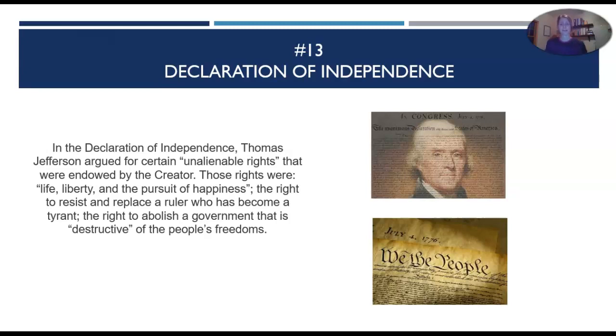Question number 13, Declaration of Independence. In the Declaration of Independence, Thomas Jefferson argued for certain unalienable rights that were endowed by the Creator. Those rights were life, liberty, and the pursuit of happiness. The right to resist and replace a ruler who has become a tyrant, the right to abolish a government that is destructive of the people's rights.